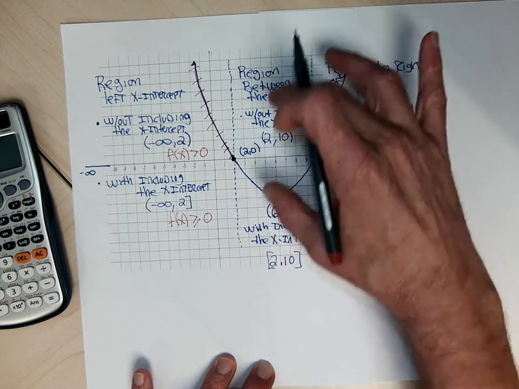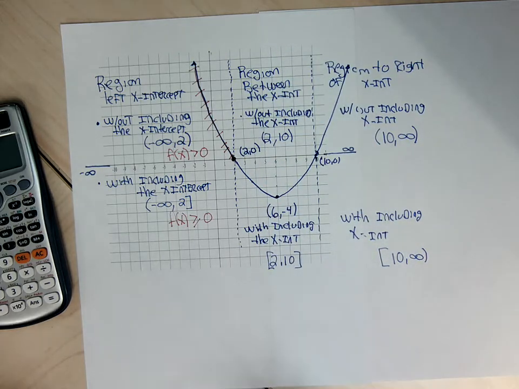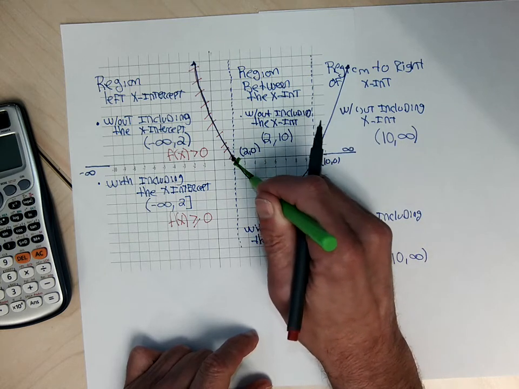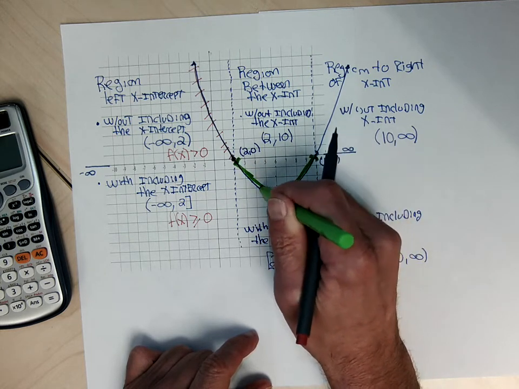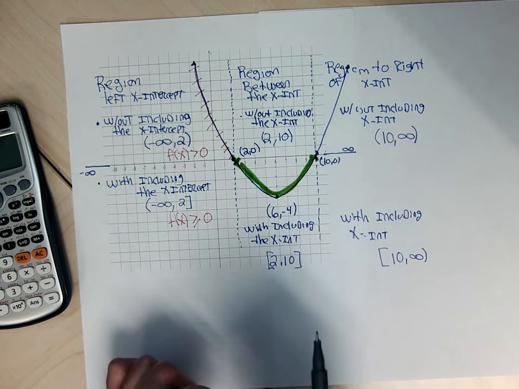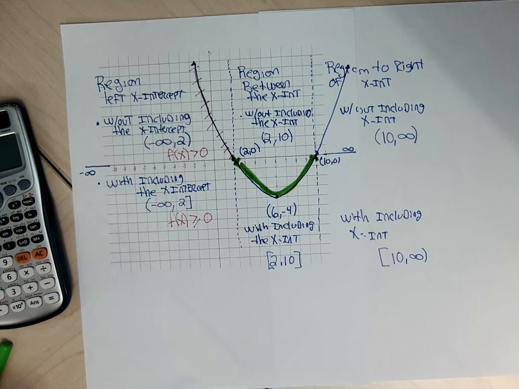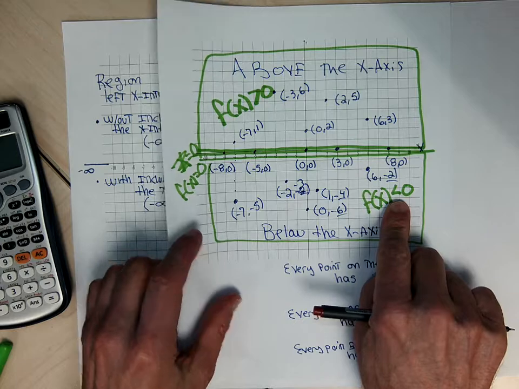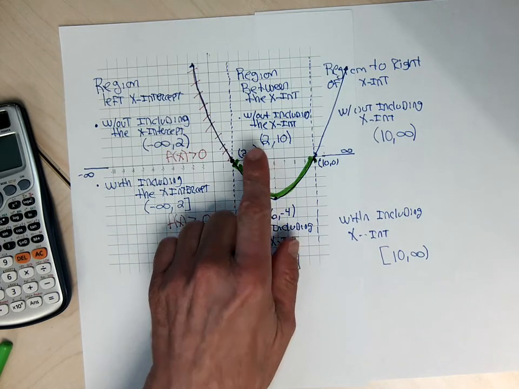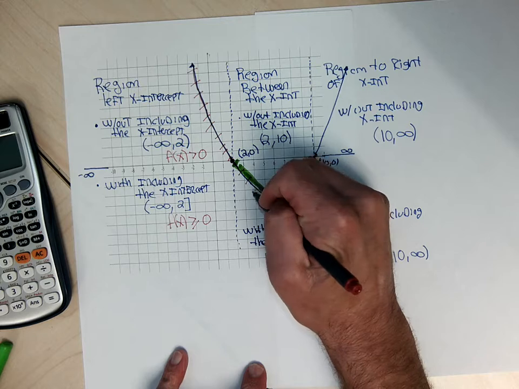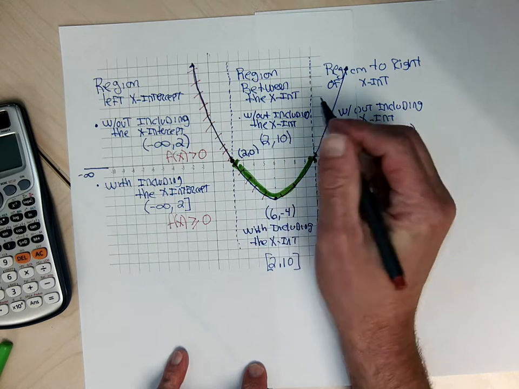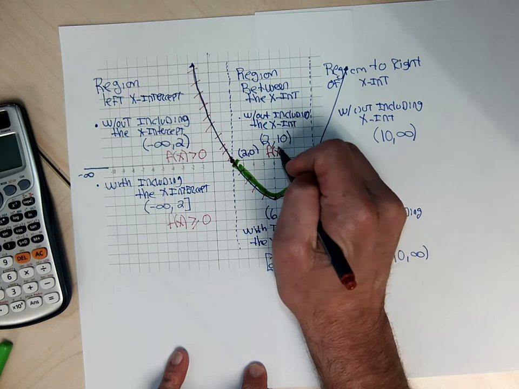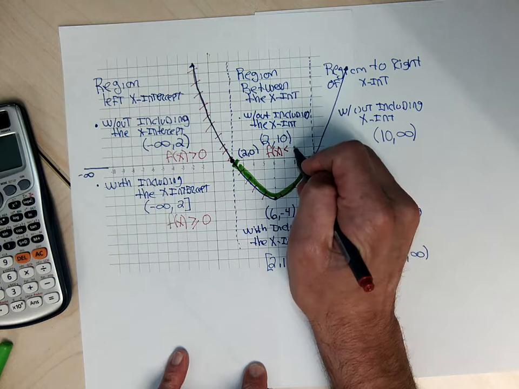When I look at the regions between the x-intercepts, if I'm not including the x-intercepts, that corresponds to this portion of the graph, and that whole portion of the graph is beneath the x-axis, and when points are beneath the x-axis, the y's are negative. So in this interval from 2 to 10, every single point along the graph, its y is going to be negative. So I'm going to say this region, the region between 2 and 10, not including the x-intercepts, has all its y's negative.